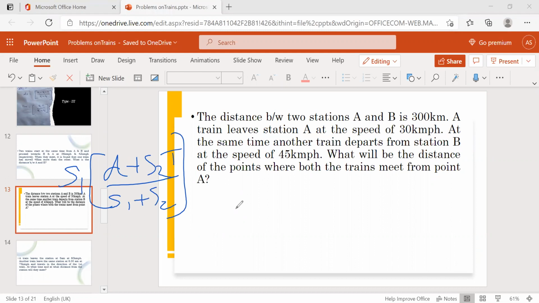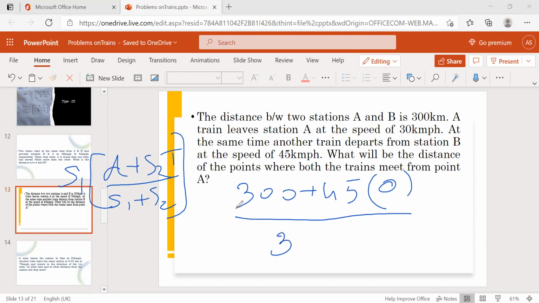Now, what is the D here? This is the distance, 300, plus. What is the S2? 45. Okay. The T. What is the T here? T is the difference between the times. But in this question, they said both trains started at the same time. Same time means there is no difference, 0. Divided by S1 and S2. S1 is 30 km per hour and S2 is 45 km per hour. Into what's the S1? 30.